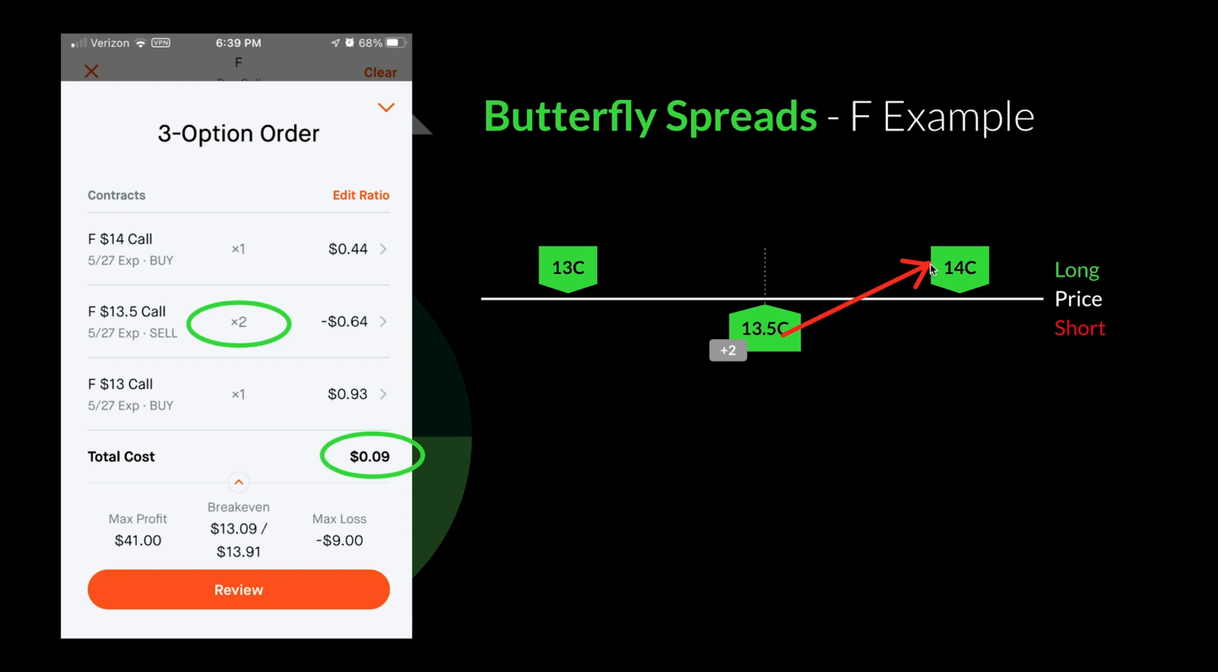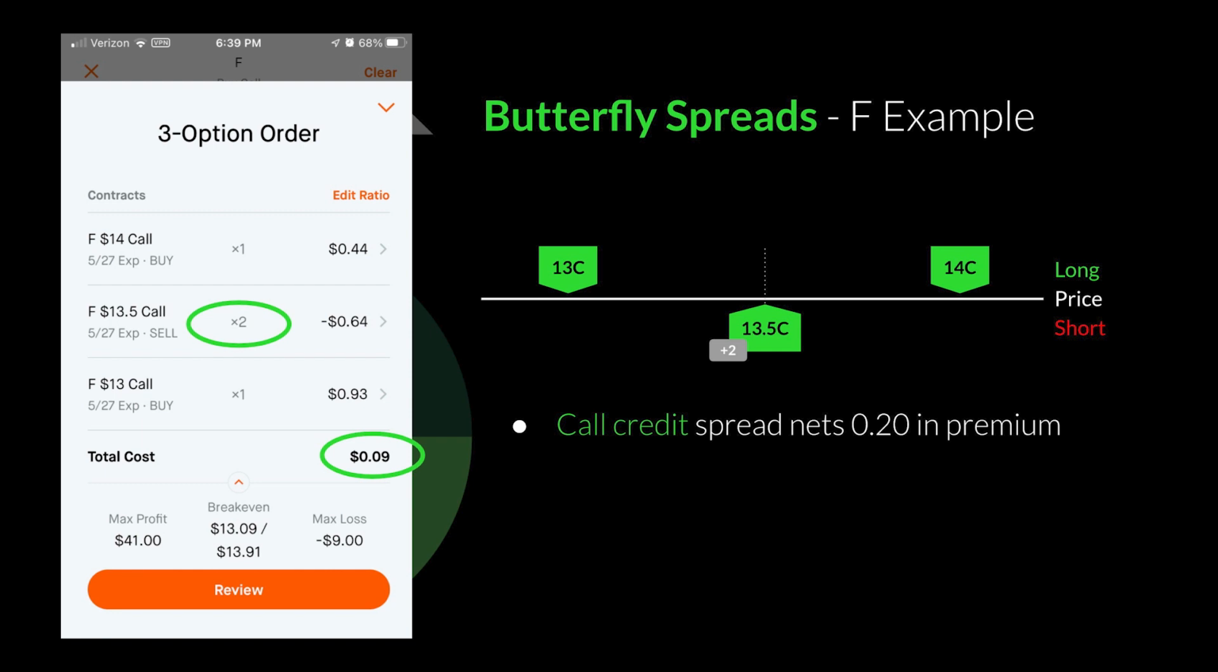So it's a combination of these two spreads, but it shares that same short strike of 13.5 in this example. Now, when we combine these together, the call credit spread will give us 20 cents in premium, because you have your 64-cent credit minus the 44-cent purchase. So that's 20 cents in premium.